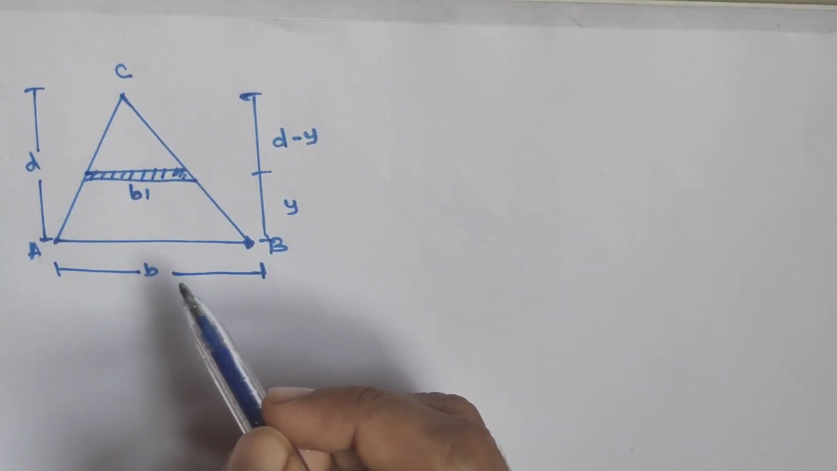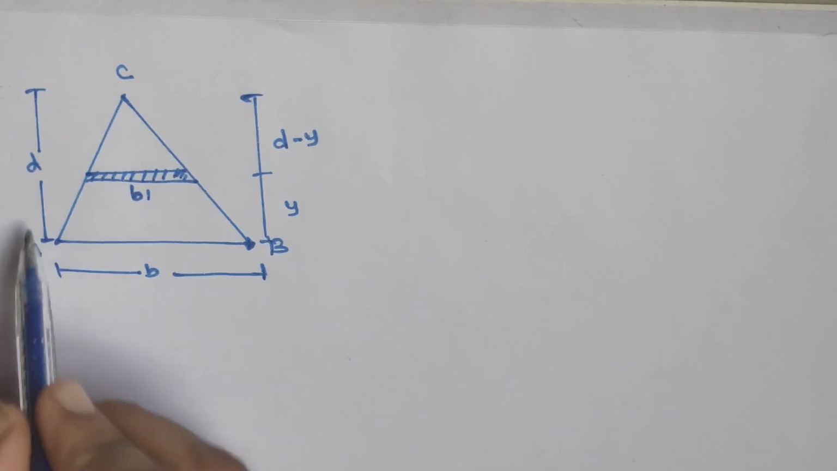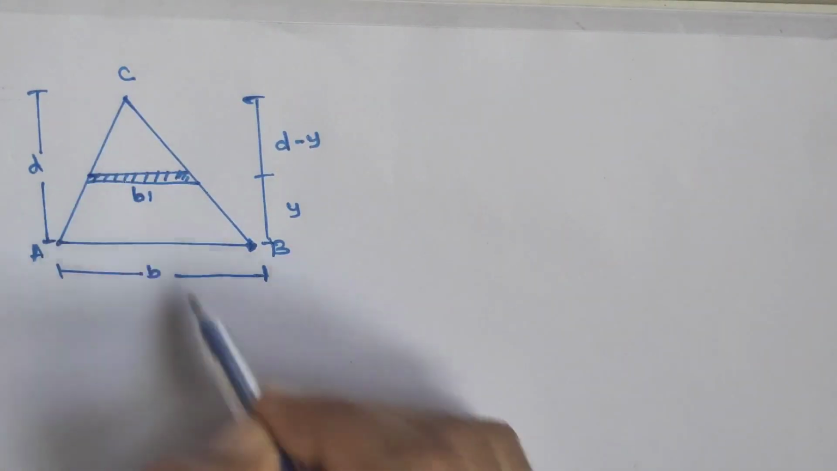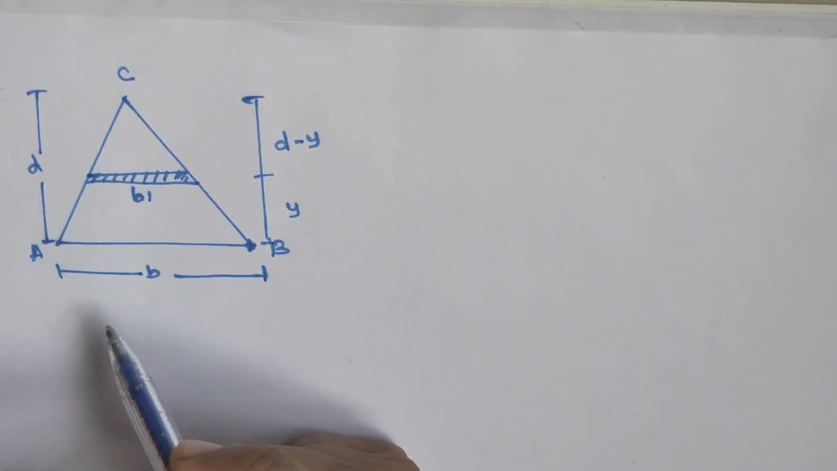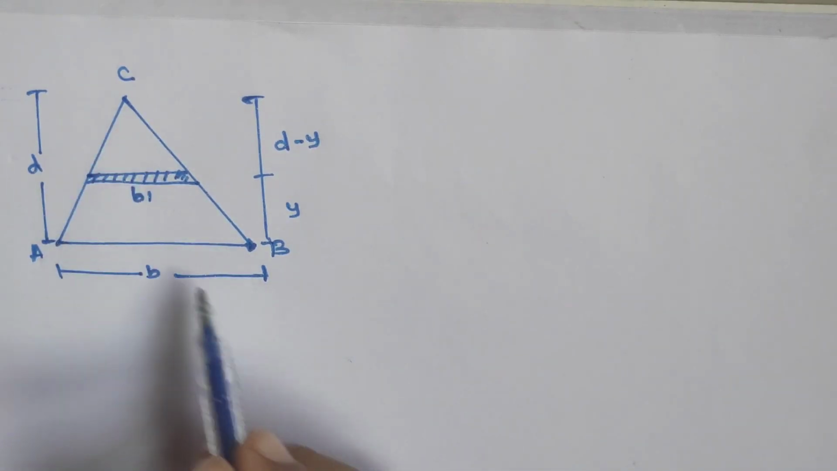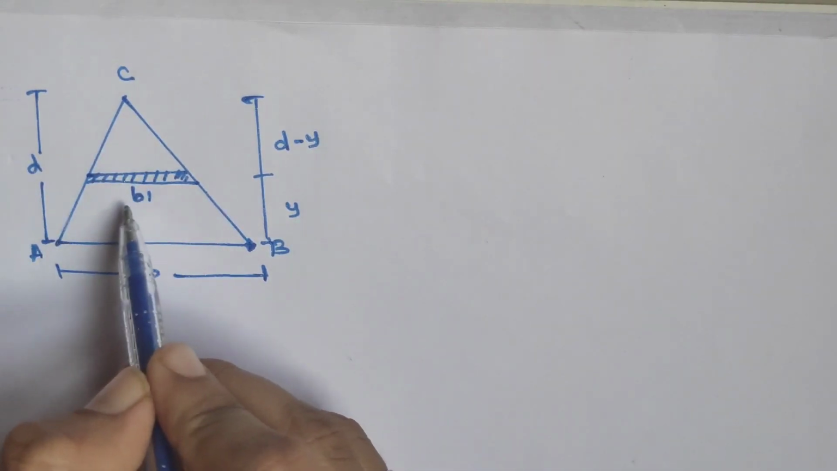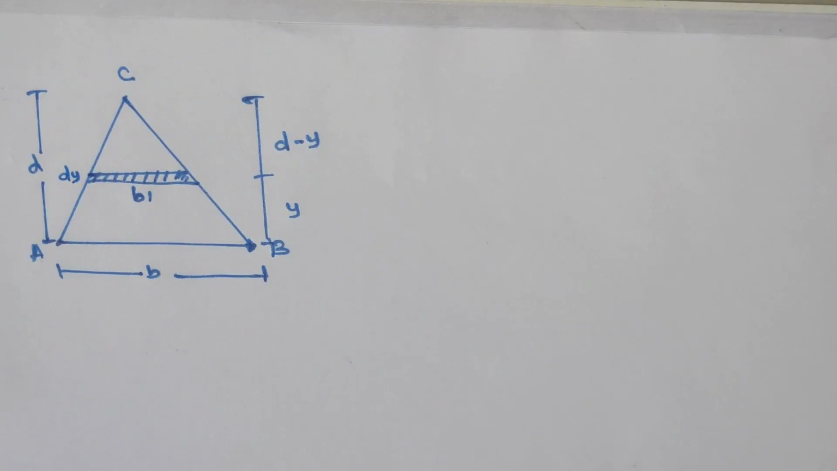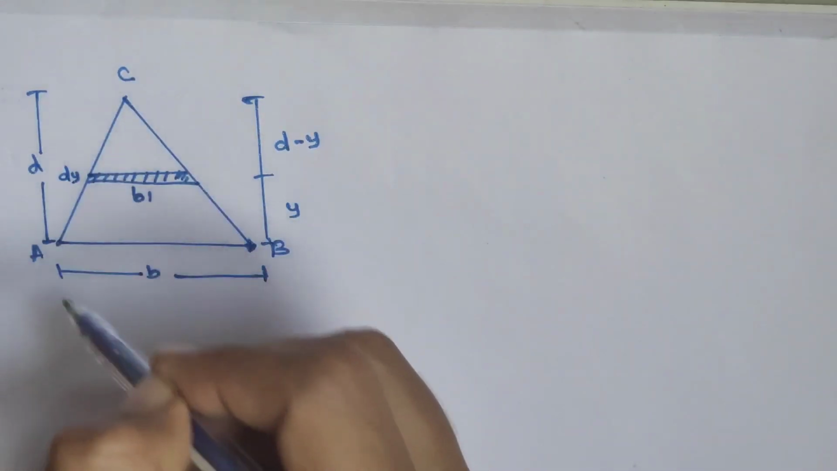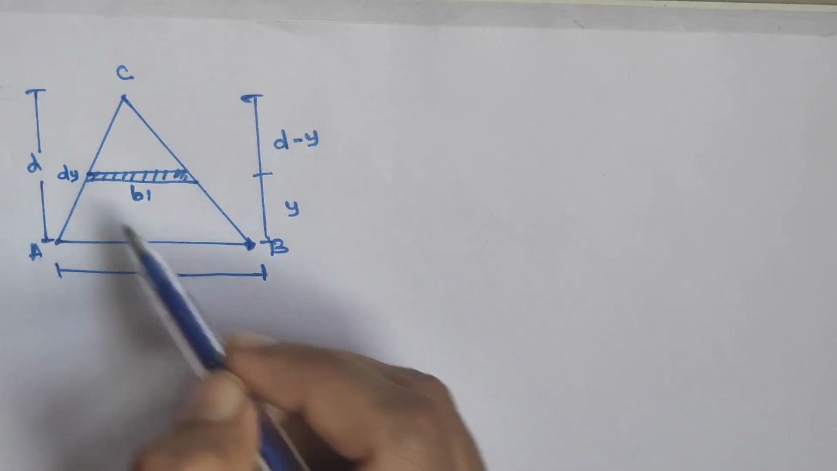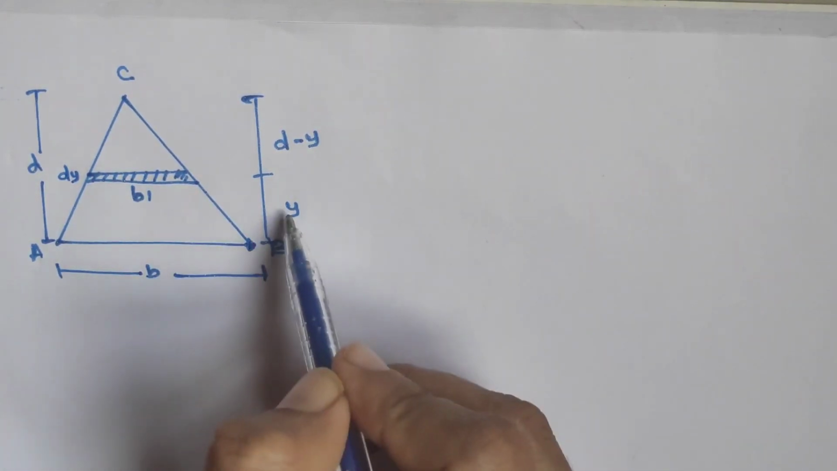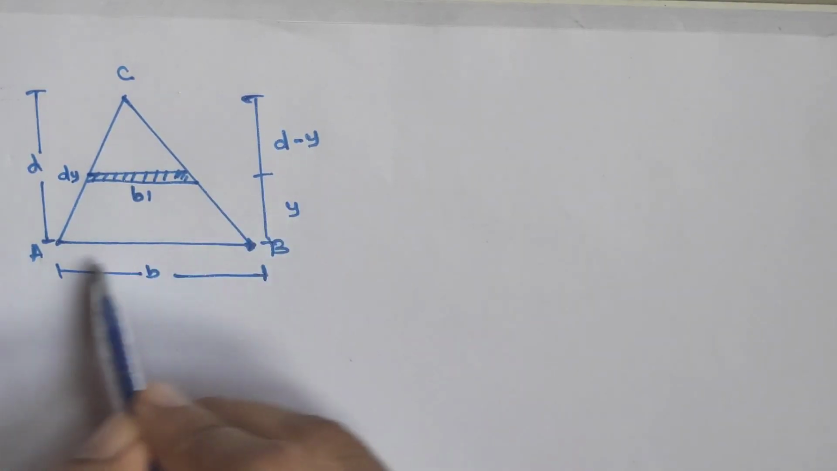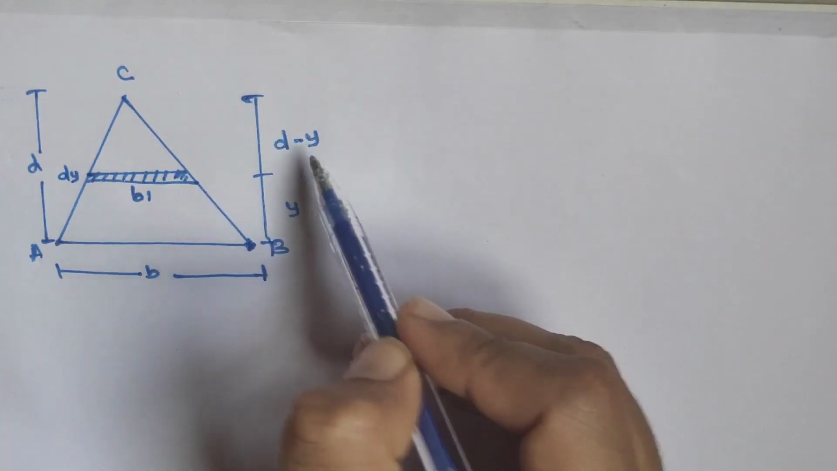In this kind of triangle, first what you have to see is the triangle of breadth B and height D. So the area will be half into breadth into depth, half BD will be the area. In this triangle we are considering one elementary strip of breadth B1 and thickness dy. The entire depth is D and the depth of the elementary strip is dy. Now the elementary strip is located at y distance from the base. Base means AB. So this elementary strip is located y distance from AB. So this distance will be D minus y.